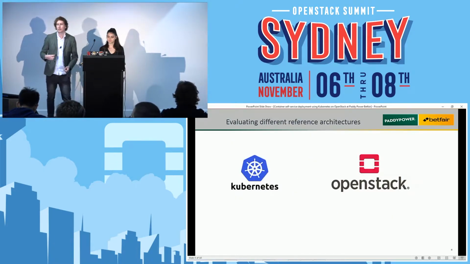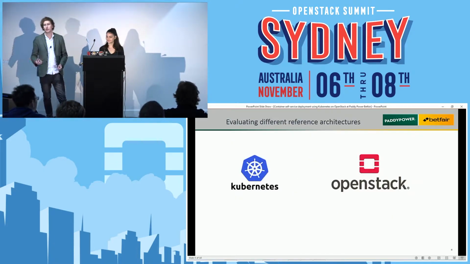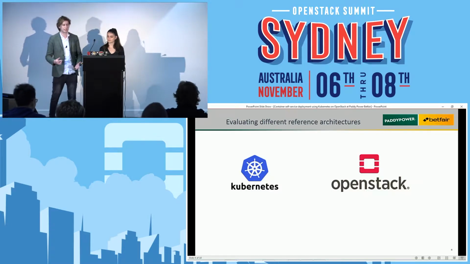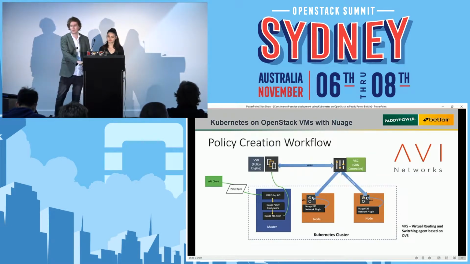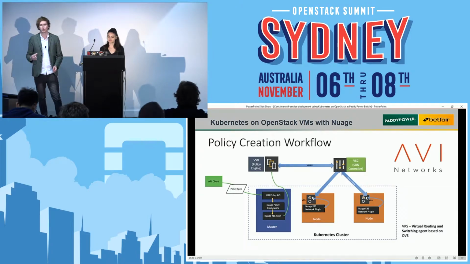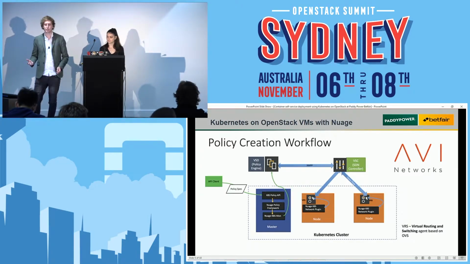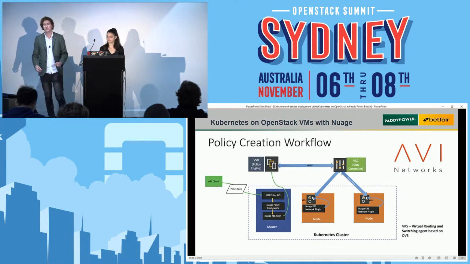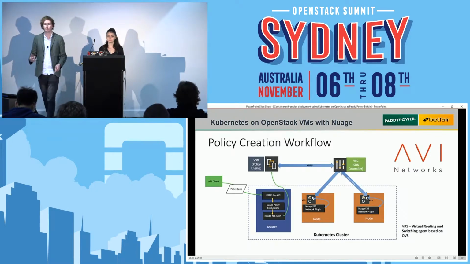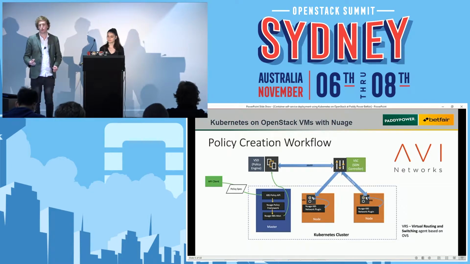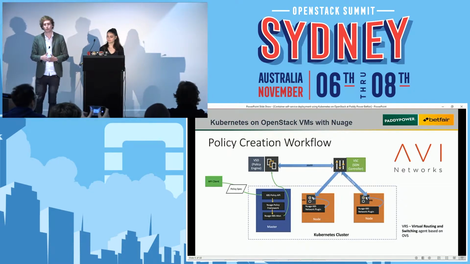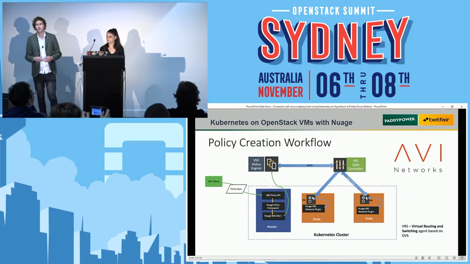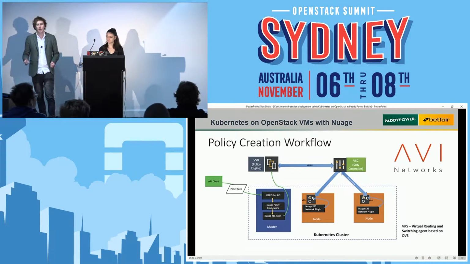The next step for us was really evaluating the different reference architectures that we could use for this. The one that we're looking at the moment, and we're doing a POC in our lab environment, which Katie will take you through, is Kubernetes on top of OpenStack integrated with Nuage. The way that this works is you install, on virtual machines within the OpenStack environment, a Kubernetes master and minions.